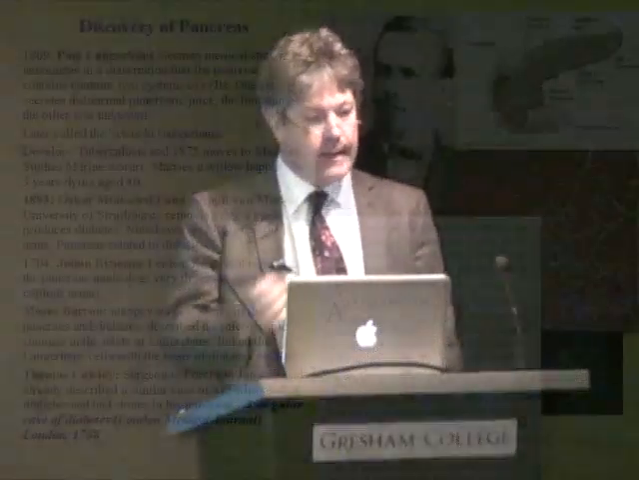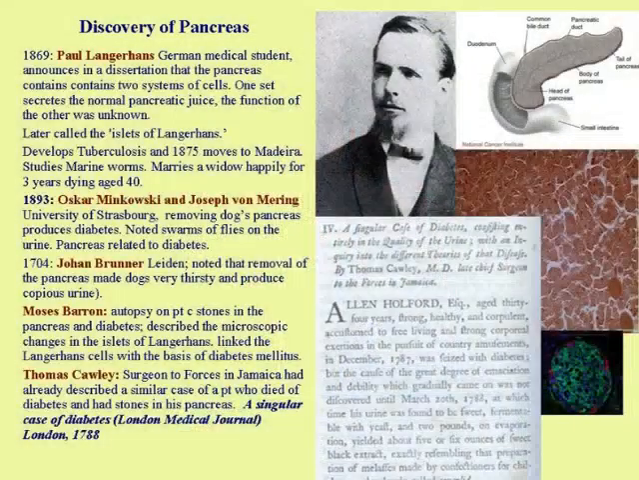The pancreas was then discovered. Paul Langerhans, a German medical student, on a dissertation in the pancreas, found it contained 2 systems of cells. One of them, these dark brown ones, occurred as islets, little islands in the sea of the normal pancreas looked at under the microscope. The pancreas is a yellow little organ that sits in the loop of the gut as it passes around from the stomach.